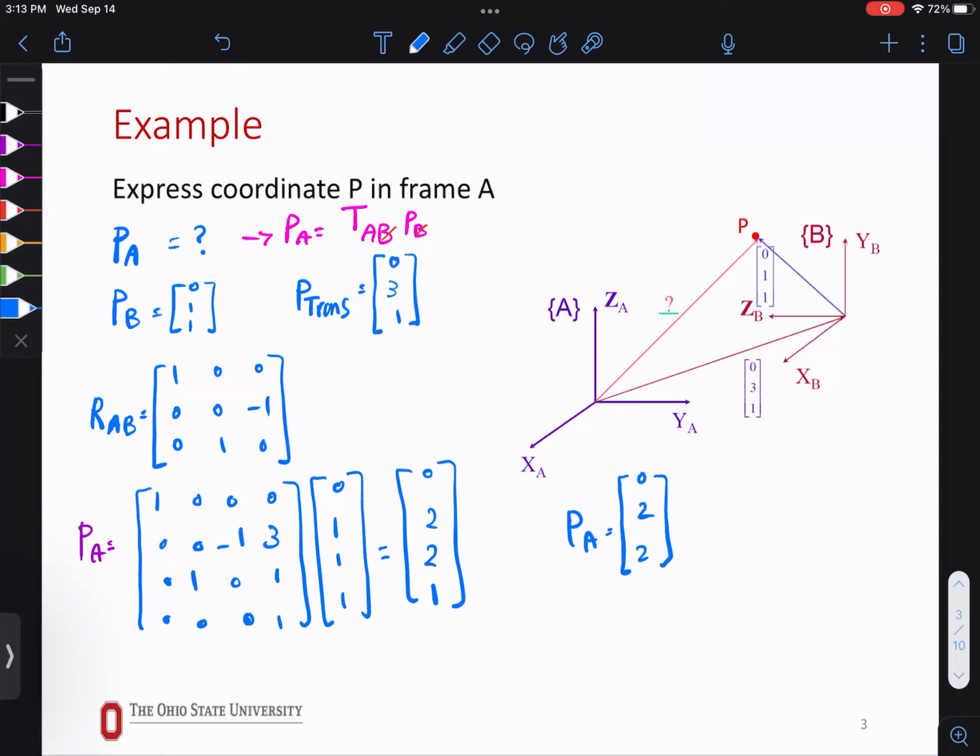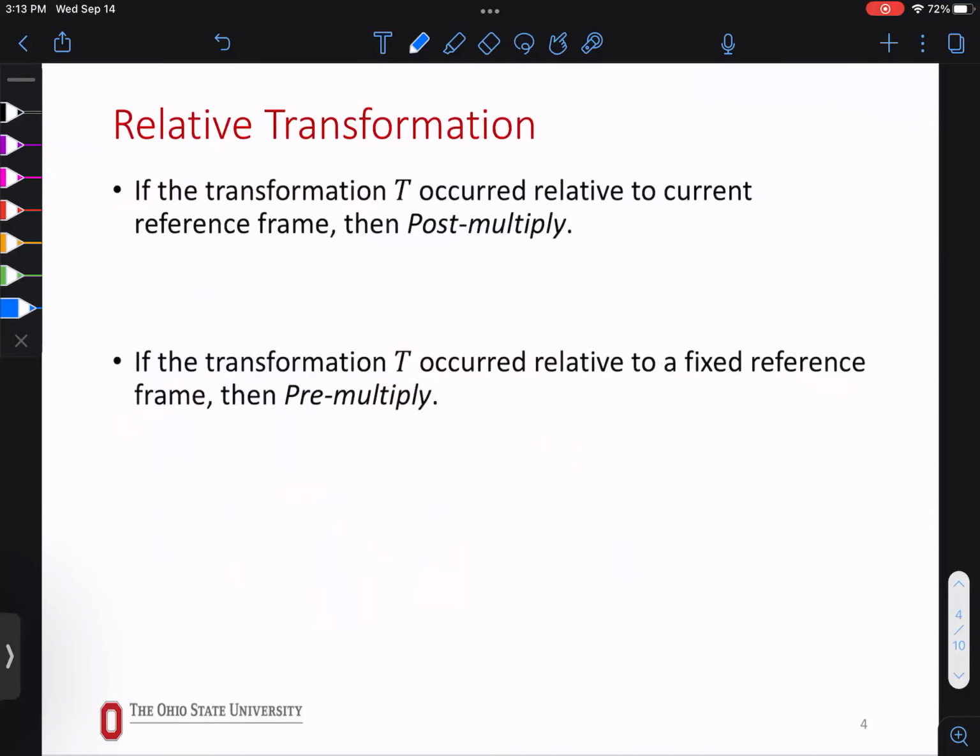The things should make more sense to you than just simply 2 frames. Now, before we get there, do you remember we had a relative rotation, like 1 frame with respect to the other, and then you had rotation with respect to a fixed frame, rotation with respect to a current frame or body frame, then you post and pre-multiply. Same rule applies for transformation, because transformation is rotation and a translation.